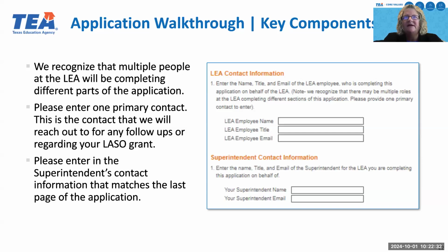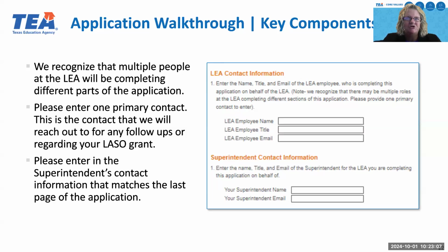Another key component is the contact information. You will be asked to enter your contact information for the person that's filling out this application, that's beginning this application. We do realize that multiple people may be filling out this application at the same time, which is fine. The application link that is sent to the superintendents on October 14th can be shared out. We will accept only one application from each LEA, but you are able to revise it as many times, and then we will accept the very last application.